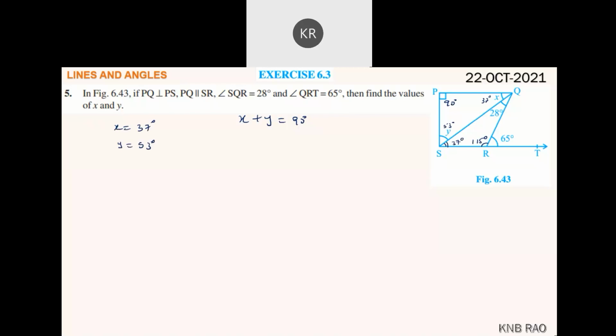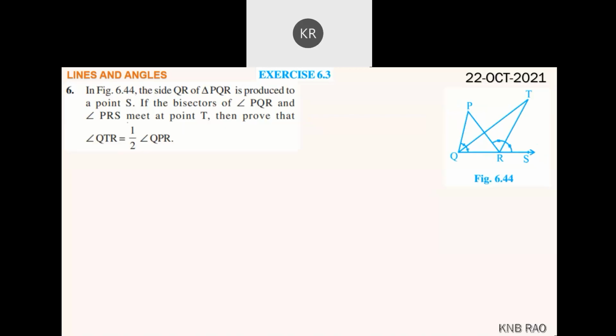Done? Do you know how to write it? Yes, this is a prove-that question. Will you be able to do it? Do you want me to do it, or will you be able to prove it? Sir, please tell the important points which we should note. Okay.